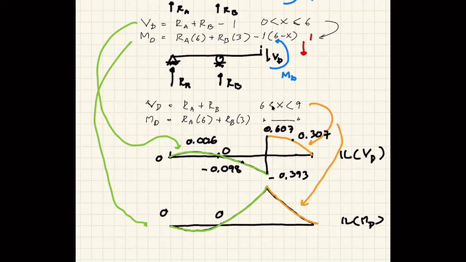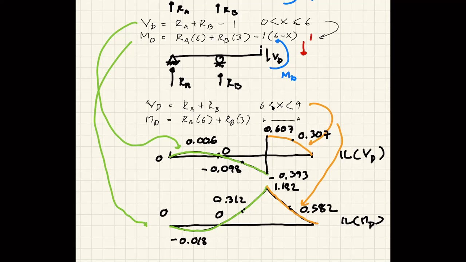And right here is minus 0.018. Here is 0.312. Right here is 1.182. And here is 0.582. Okay, so that's the end of the first problem.